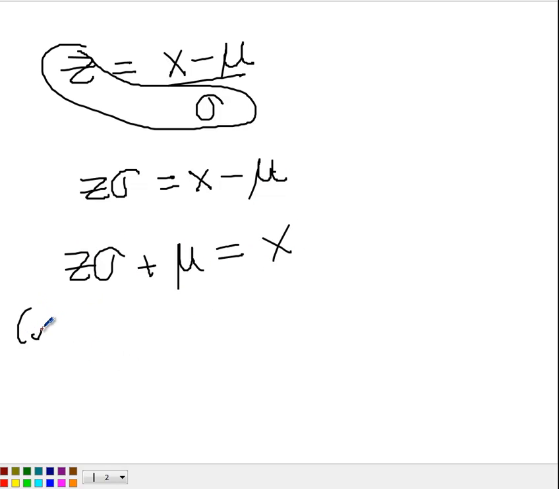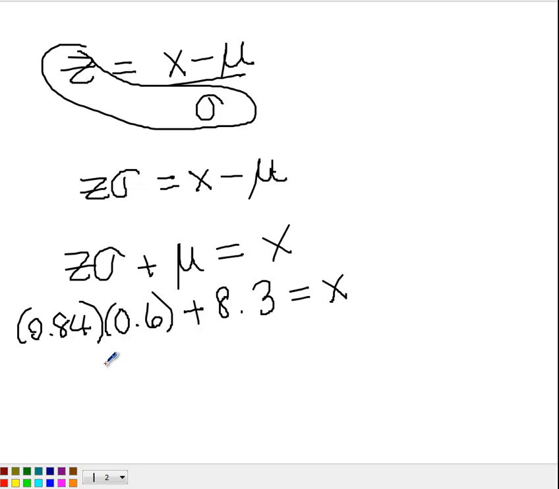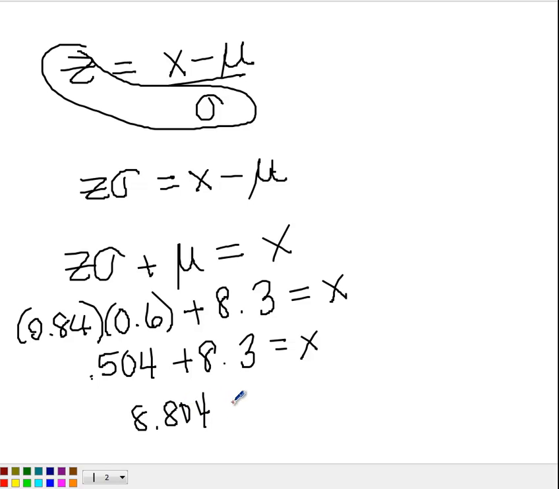We know that the z is 0.84. We know that sigma is 0.6. Sigma is the standard deviation. And we know that the mean is 8.3. So when you multiply 0.84 times 0.6, you get 0.504, plus 8.3. And when you add these two together, you get 8.804. And that's your x. Alright, hope that helps.